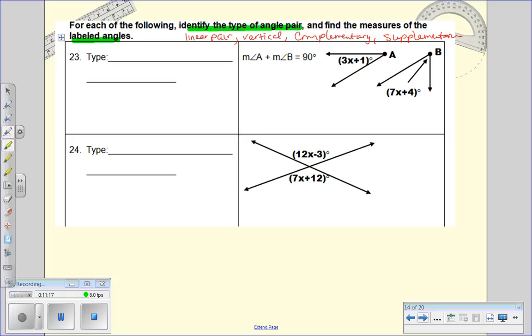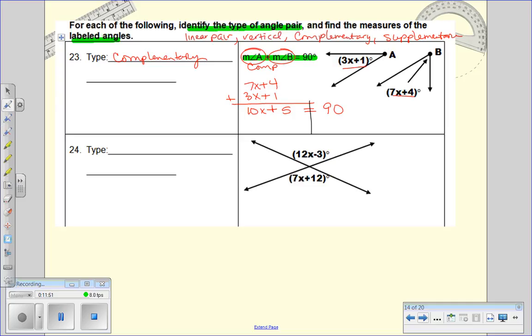So our first example, we're told that the measure of angle A plus the measure of angle B equals 90. That tells us these are complementary angles, because complementary angles add up to 90 degrees. So now if I add my two angles together, 7x plus 4 and 3x plus 1, we get 10x plus 5. That must add up to 90 degrees. We just took angle A, added to angle B, and set it equal to 90.